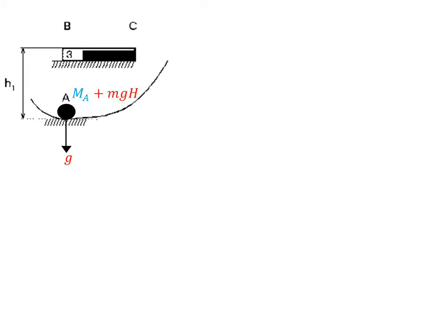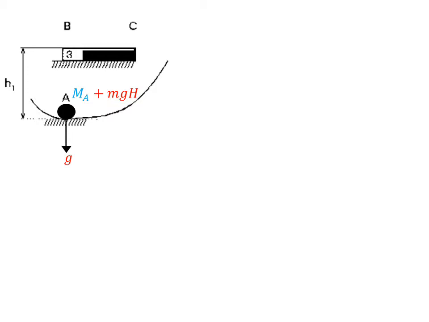The sphere at position A has gravitational potential energy with respect to the center of the Earth equal to mgH, where capital H is the distance from A to the center of the Earth. The sphere at position A has also magnetic potential energy equal to m sub A.